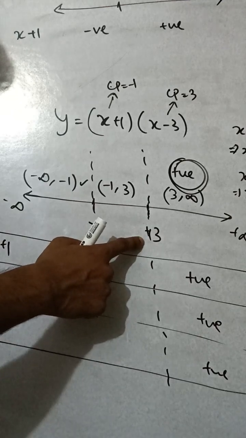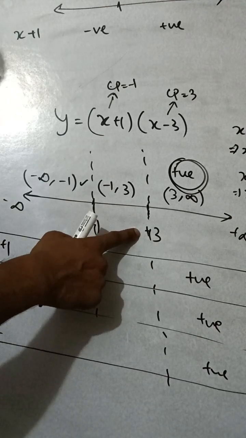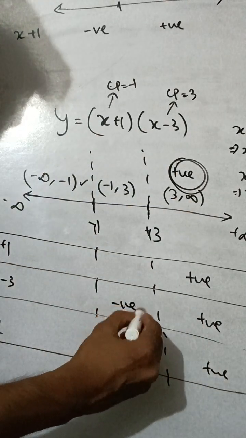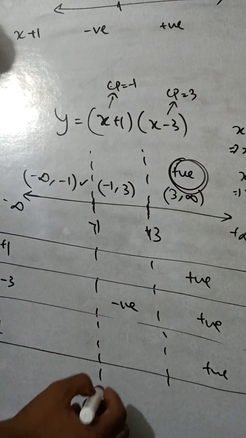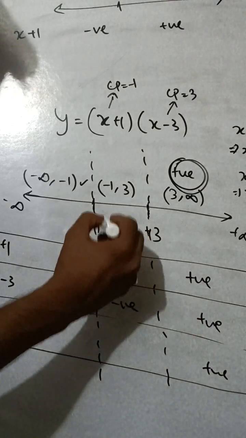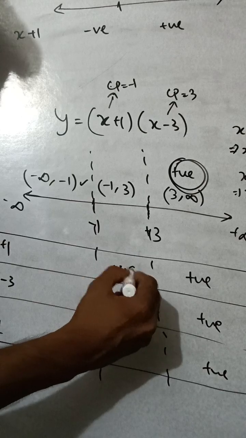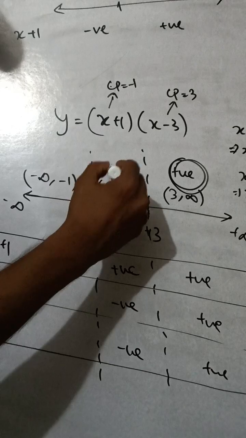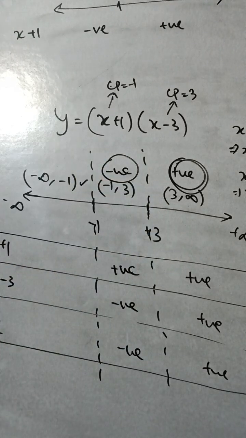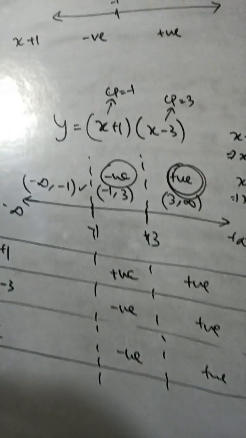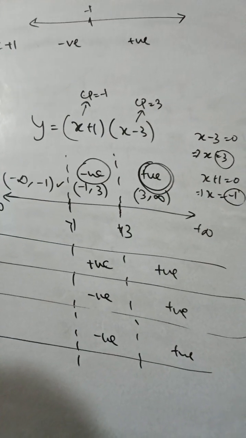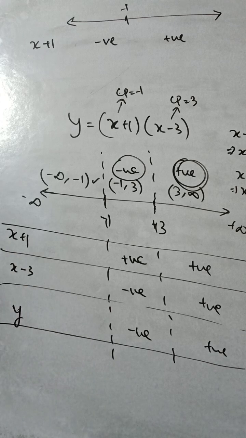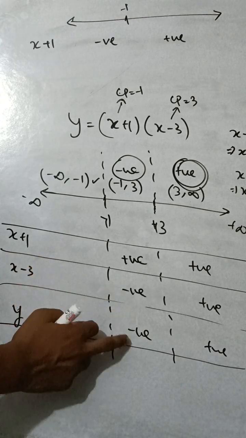Now +3 is the critical point of whom? +3 is the critical point of x minus 3. So x minus 3 will change its sign here. It will become negative. But this x minus 1 will still remain positive here. And then y will be negative here. So hence this is negative. Okay, so y will be negative here.